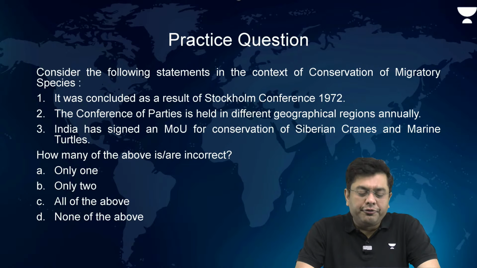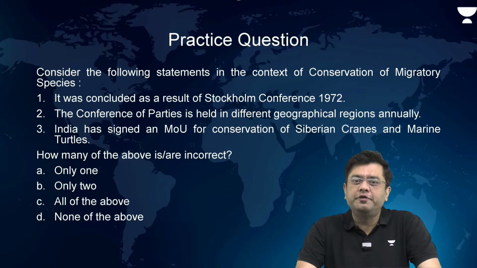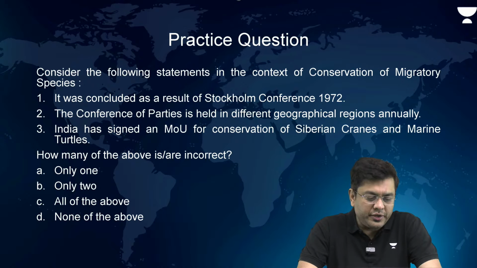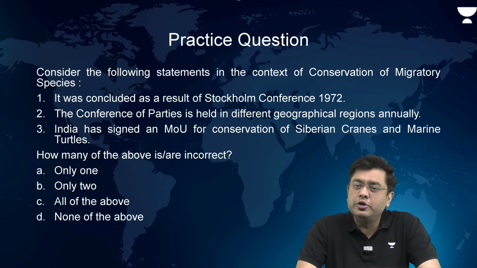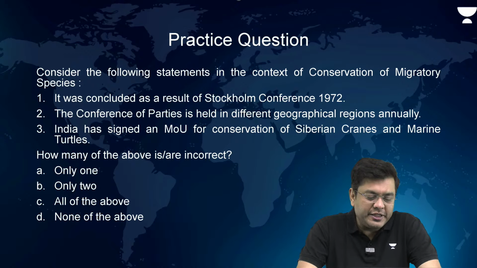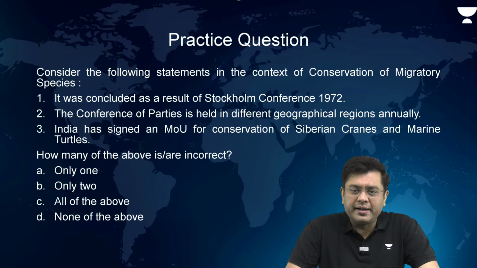So consider the following statements in the context of the conservation of migratory species. One, it was concluded as a result of the Stockholm Conference 1972. Two, the Conference of Parties is held in different geographical regions. Three, India has signed an MOU for the conservation of Siberian cranes and marine turtles. Take a look at it and let me know the correct answer.